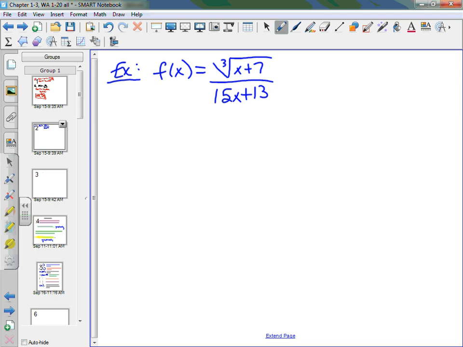The cube root of x equals 7 over 15x plus 13. What rules do I have? I have rule 2 and rule 3. Rule 3 is the really easy one. This is my odd roots. And what do I know about my odd roots? No restrictions, so therefore it is going to be x is an element of reals for that one because there are no restrictions. I'm good to go. Okay, so what's my next rule?